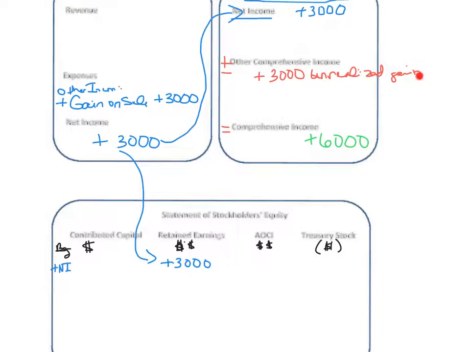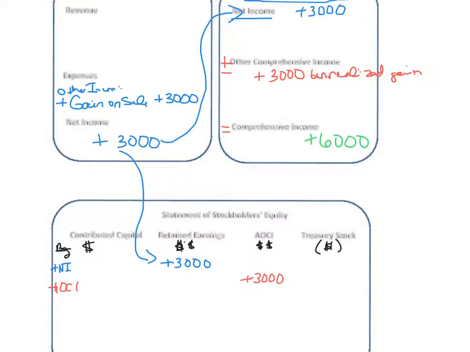The net income, we already talked about, it gets closed into retained earnings. Okay, what happens on the balance sheet side is that the other comprehensive income, this $3,000 unrealized gain, is going to get closed into AOCI. So on my statement of shareholders' equity, I'm going to have a line for the OCI items.